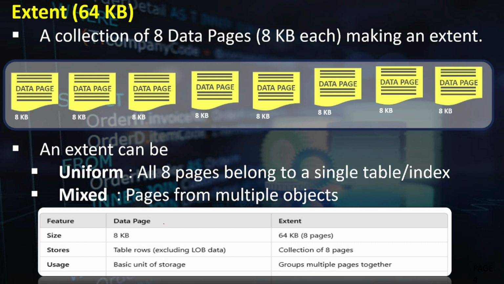If you want to differentiate between a data page and an extent, a data page is 8 KB in size, whereas an extent is 64 KB in size. 8 times 8 becomes 64. The data page stores table rows excluding LOB data, whereas the extent stores pages instead of data. So a collection of 8 pages becomes one extent. The extent is the basic unit of storage, but it has multiple pages. I hope the difference between a data page and an extent is clear here.